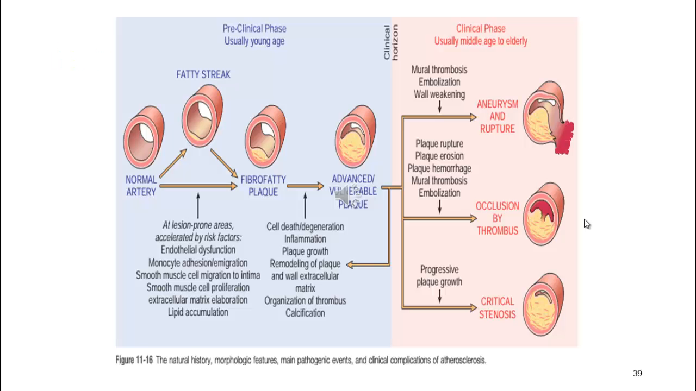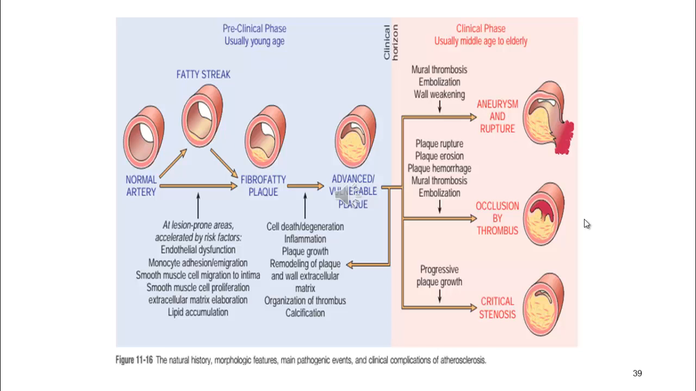So here in this picture, you can see on the extreme left-hand side there is a normal artery, and in the normal artery, there is accumulation of foam cells which join together to form the fatty streak. These fatty streaks then slowly progress to form a fibrofatty plaque, which forms the advanced or vulnerable plaque, and it is going to occlude the lumen.